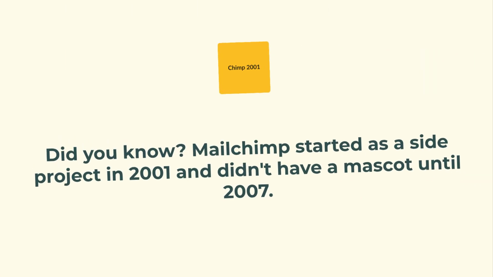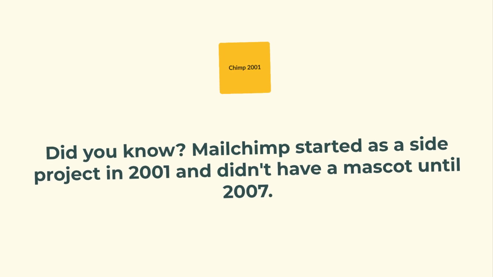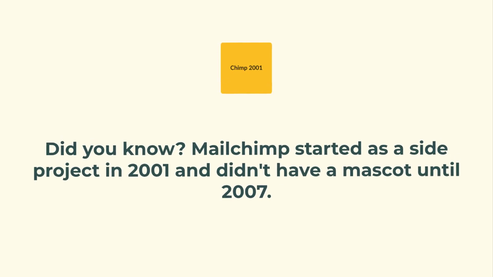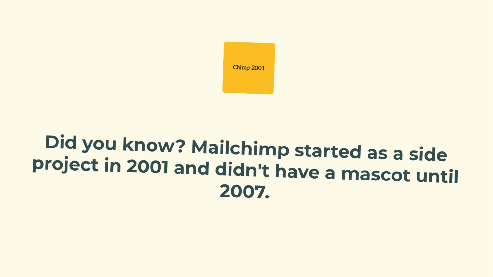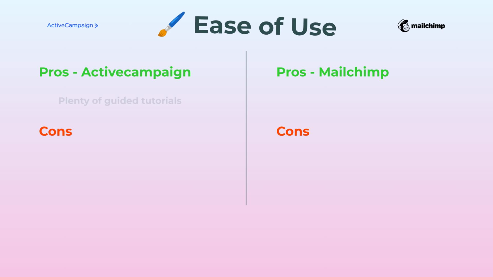Oh, and here's something cool. Did you know Mailchimp actually started as a side project back in 2001? And get this, they didn't even get their famous chimp mascot until 6 years later. How wild is that?